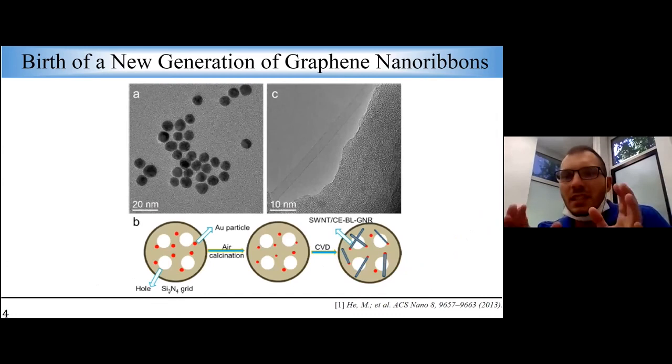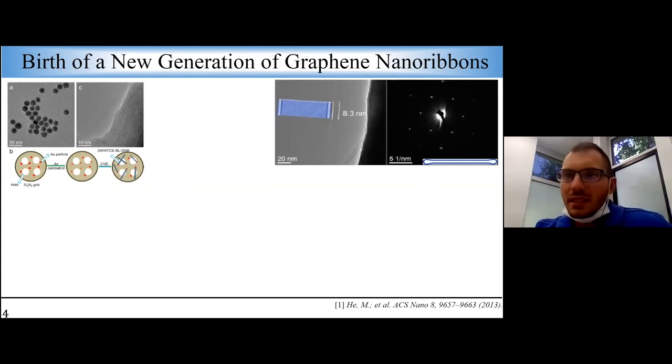In the experimental context, in the following setup, we consider the deposition of catalytic gold nanoparticles onto a silicon nitride grid, followed by air calcination in order to reduce the particle size. By using chemical vapor deposition, it is possible to grow single-walled carbon nanotubes, and after this procedure, it is possible to get the resulting samples of collapsed carbon nanotubes, which can be visualized by transmission electron microscopy, whose hexagonal graphene symmetry in the central flattened region it is possible to identify with the corresponding electron diffraction.